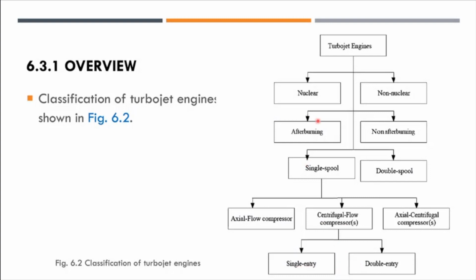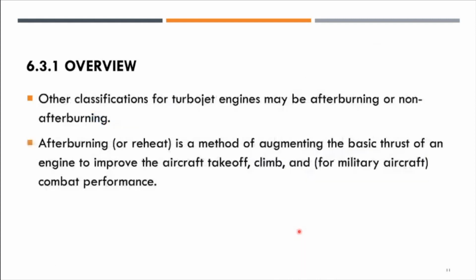As you can see from this chart, there are many types of classification for a turbojet engine, based on the power generation, the afterburning, the spool involved, the type of compressor, as well as the entry for the centrifugal flow compressor.